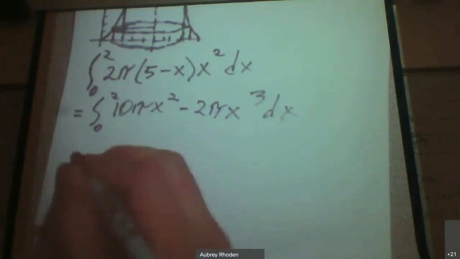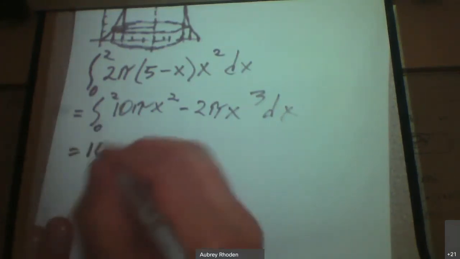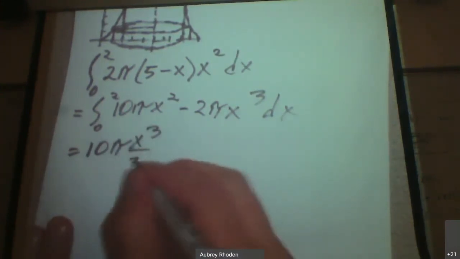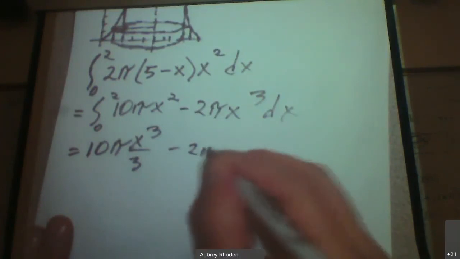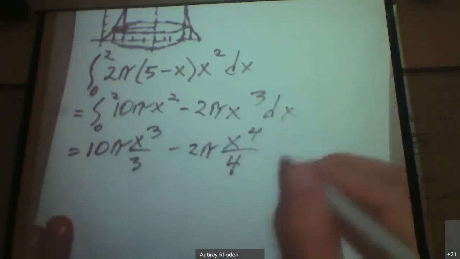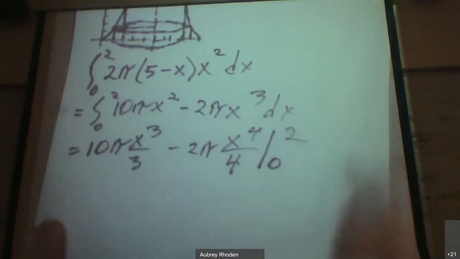So that would equal 10 pi and then x cubed divided by 3 minus 2 pi, now x to the 4th divided by 4, all of this evaluated at 0 and at 2.